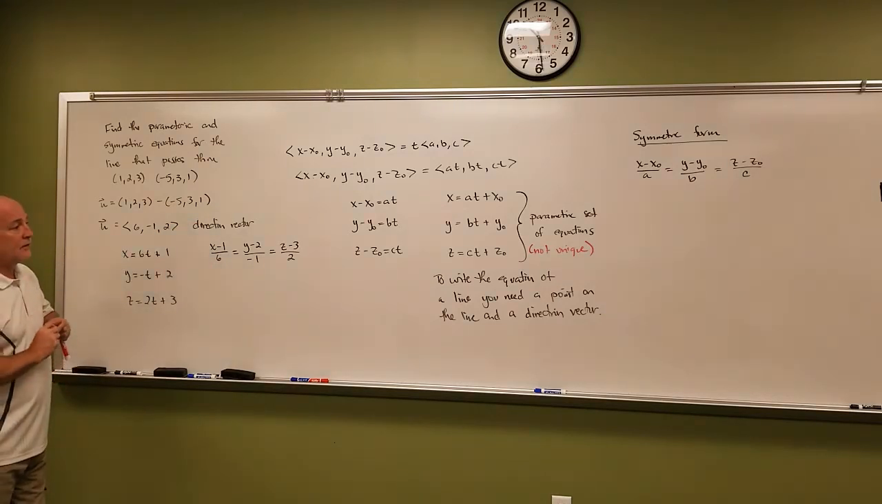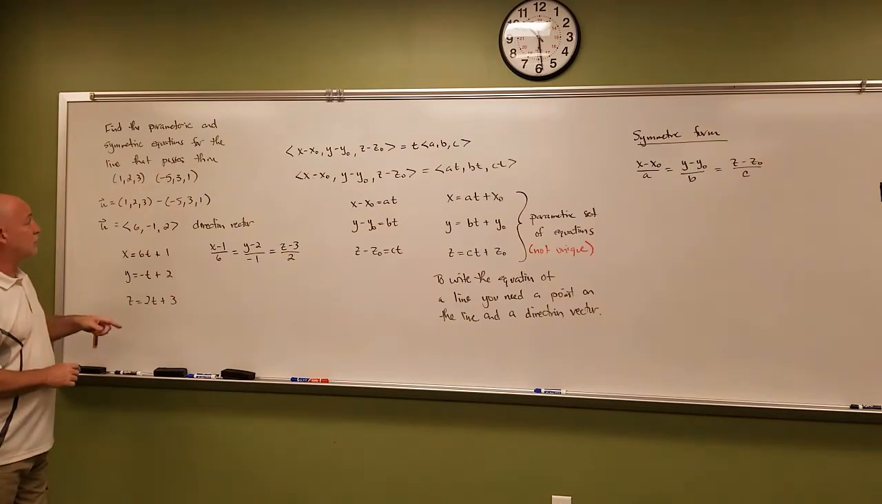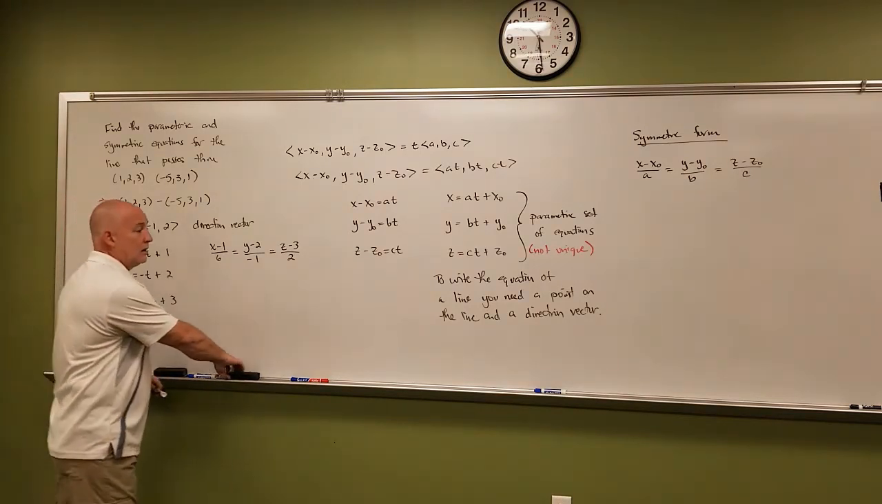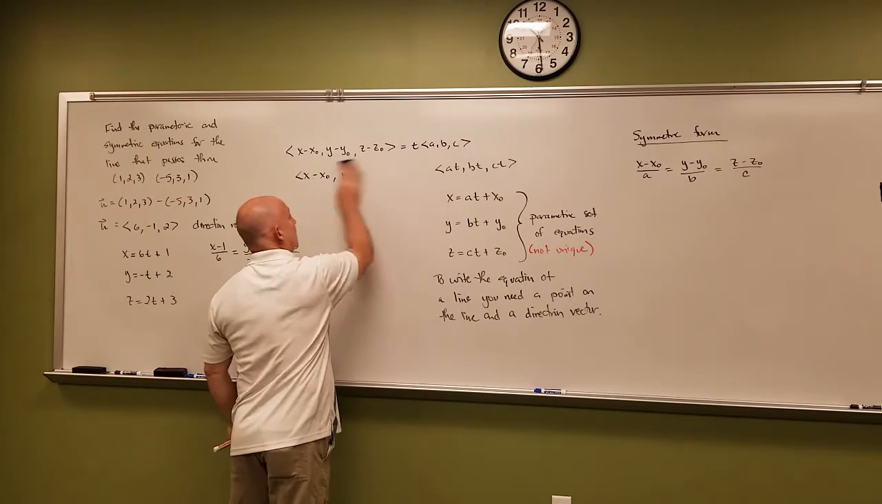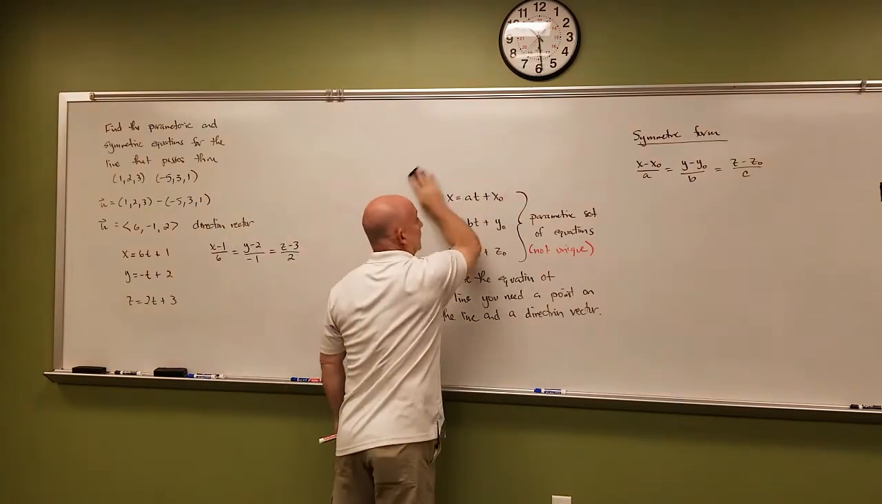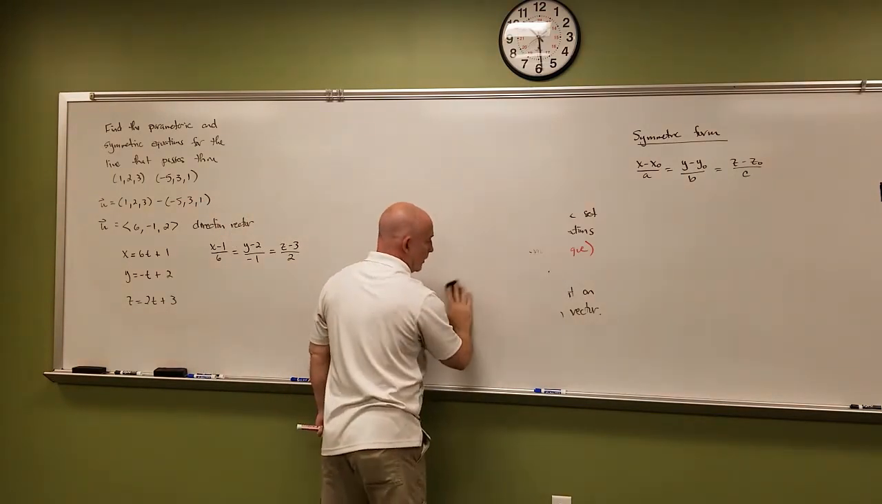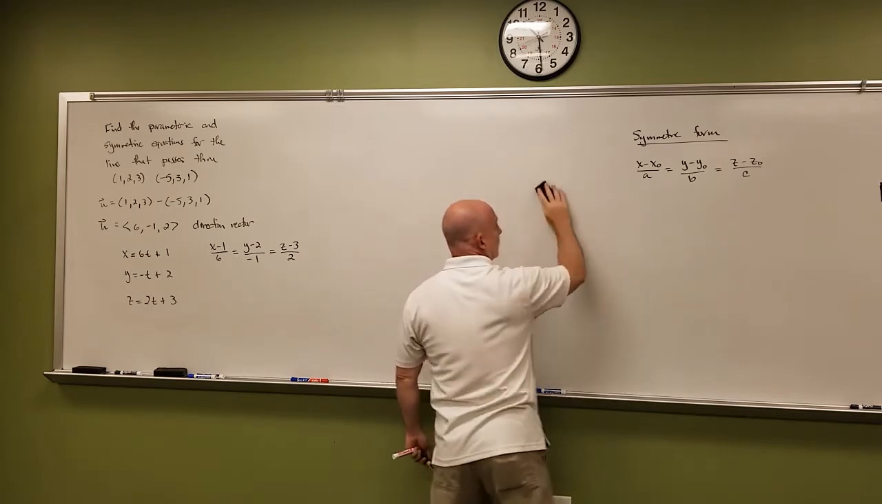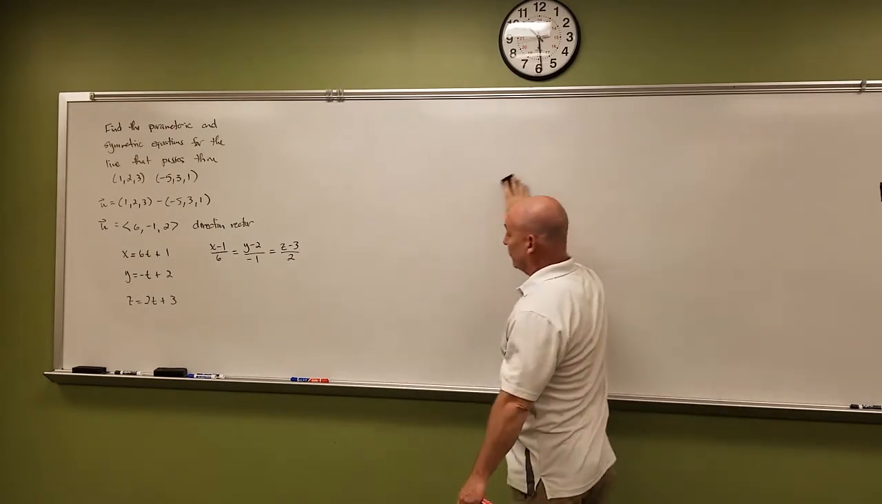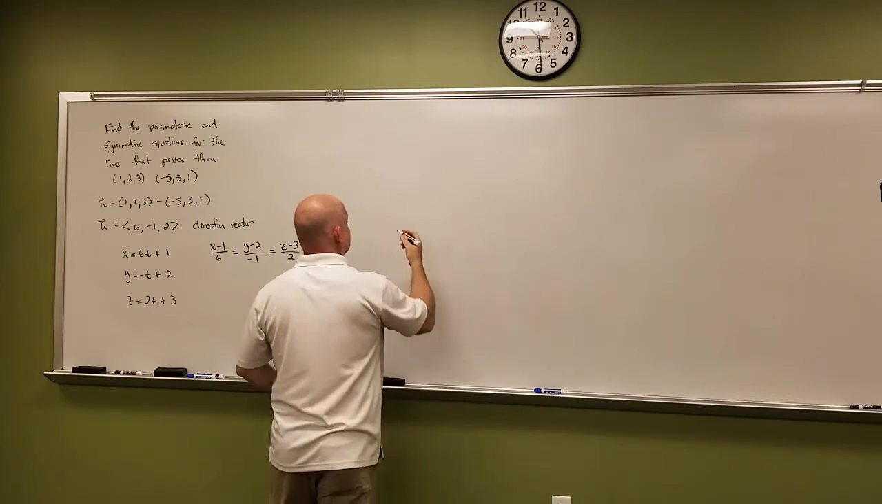So lines are fairly easy to draw as long as you know a direction vector and a point on the line. You always need at least a point on the line. All right, so lines are pretty straightforward as long as you have those two pieces of information. Let's take a look at planes.